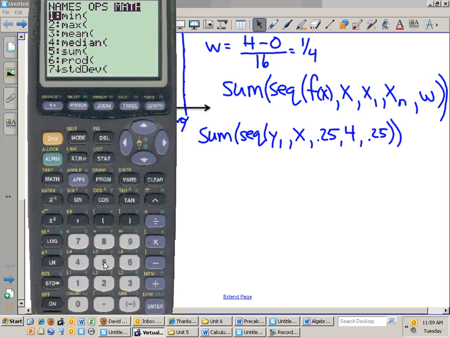So if I grab number 5, which is sum, I'm going to sum a sequence of numbers. I go second list over to operations and grab, again, number 5, which is now sequence. Now I'm going to define my function. I already typed it in, so I will go variables, y variables, function, y sub 1, comma. Now I define the variable which I'm plugging into my function, which is x, comma, my starting point, which is 0.25, comma, my ending point, which is 4.